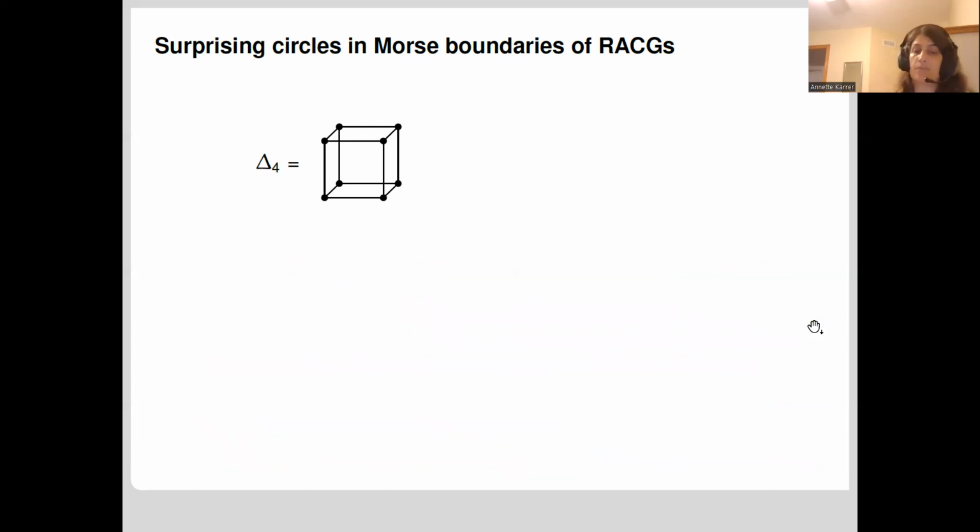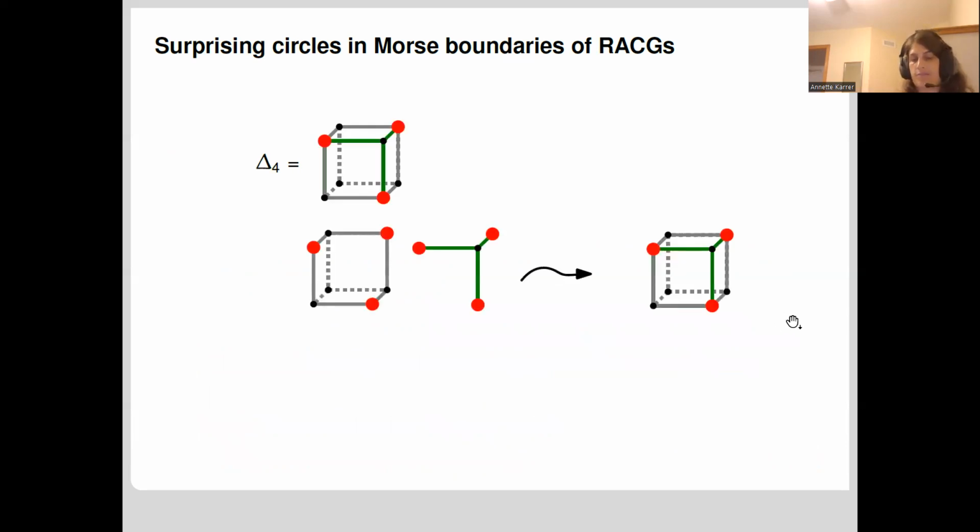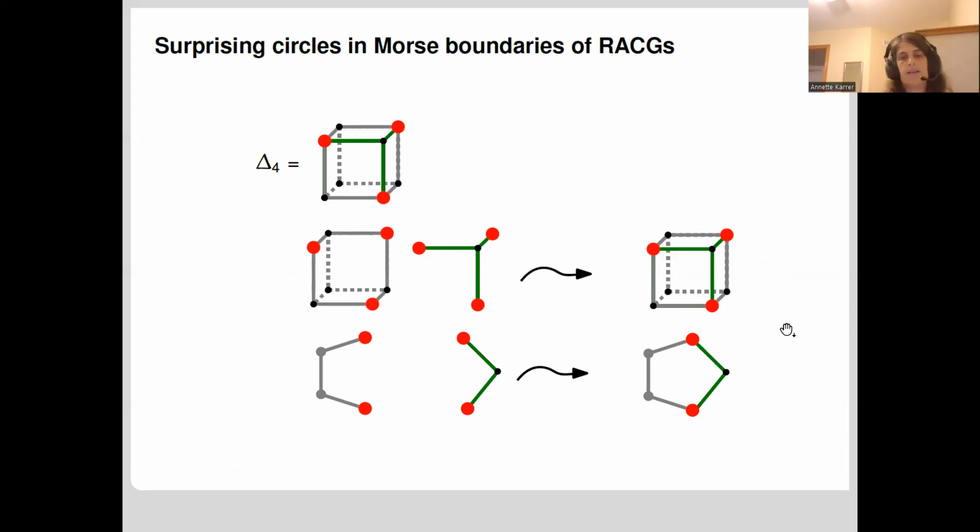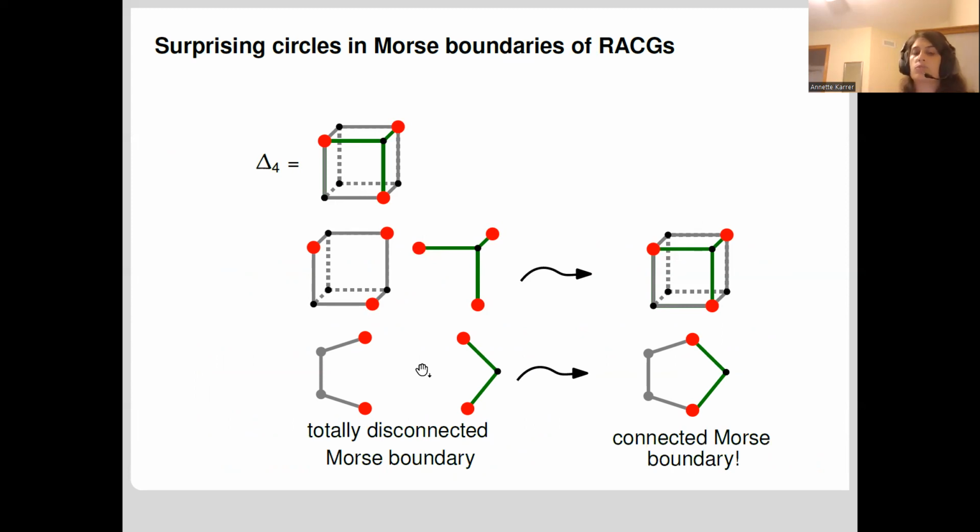And that is interesting because of the following decomposition. We can decompose this graph in this way. And similar to the case of the 3 paths, we get that these graphs here correspond to groups with totally disconnected Morse boundary. So again, we glue together graphs which correspond to groups with totally disconnected Morse boundaries and end up with a group whose Morse boundary is connected.